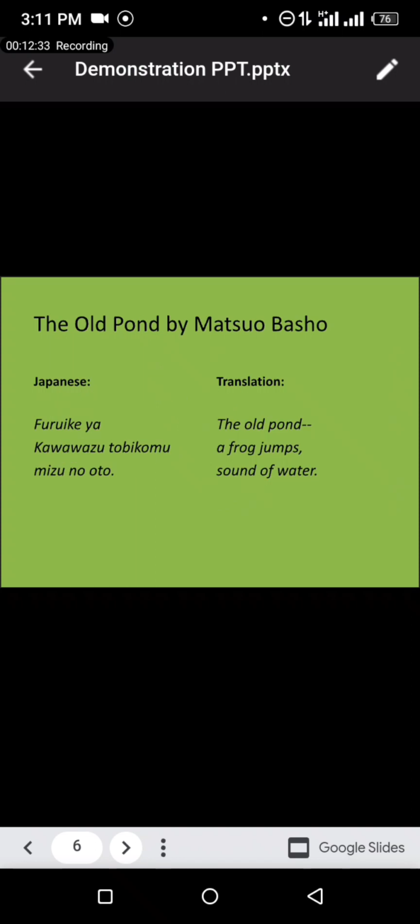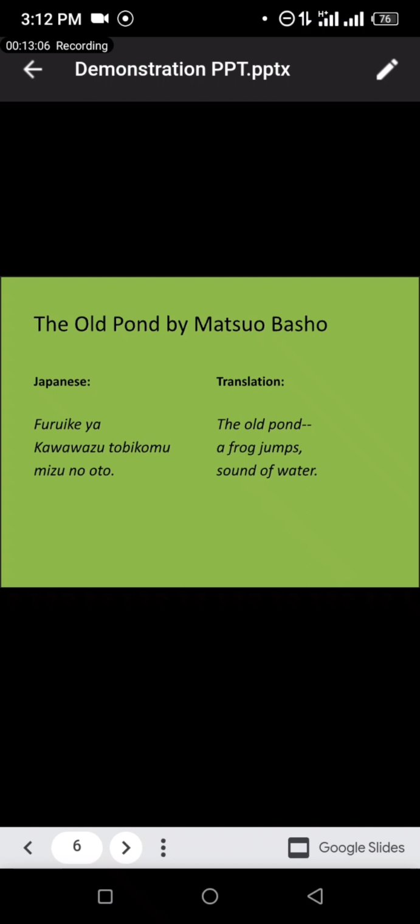Okay, please read on your screen. Anyone, please read the Japanese form of the poem and the translation. Okay, The Old Pond by Matsuo Basho. Furuike ya kawazu tobikomu mizu no oto. In translation: the old pond, a frog jumps, sound of water.